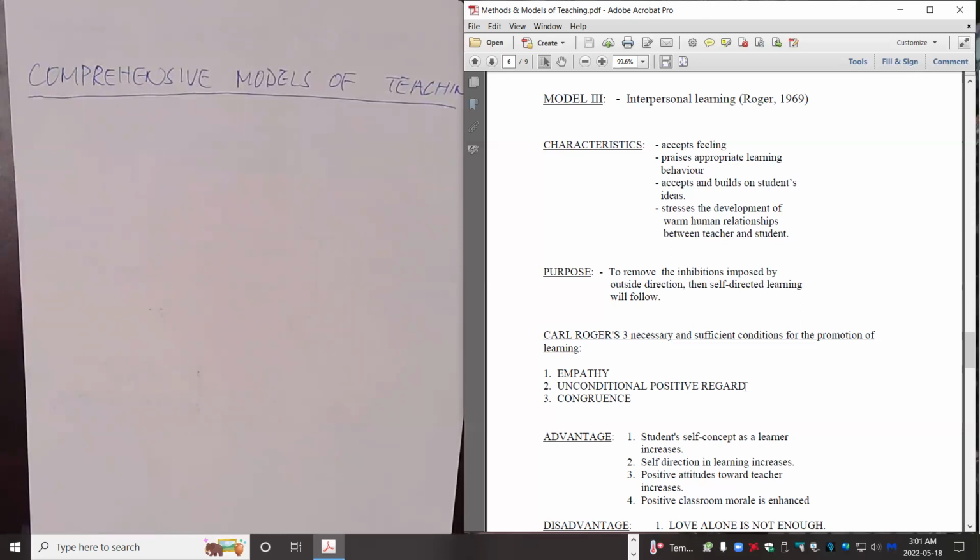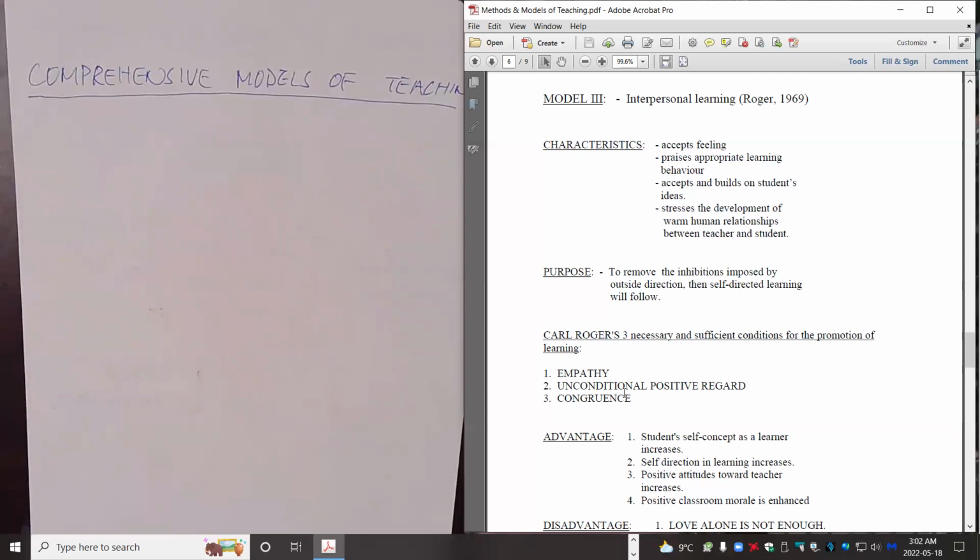Now, the second one here, unconditional positive regard. That is to accept the students for what they are without passing judgment. That is to say, regardless of color of the skin, socioeconomic status, IQ, clothes, culture, appearance, and so on. Regardless of all that. So that is what unconditional means, no condition attached.